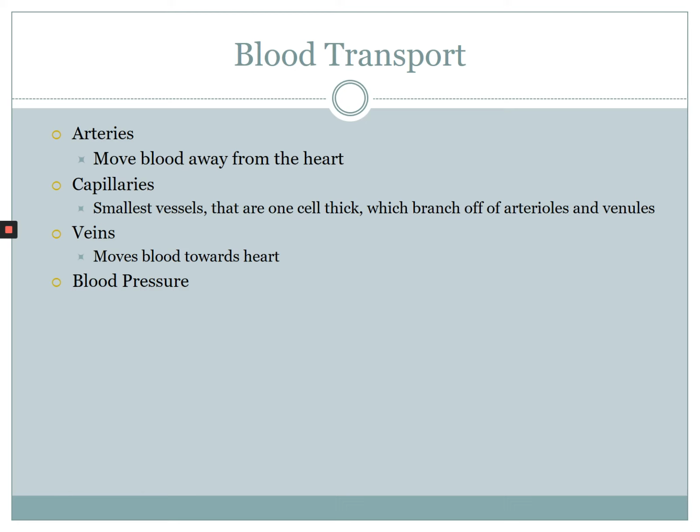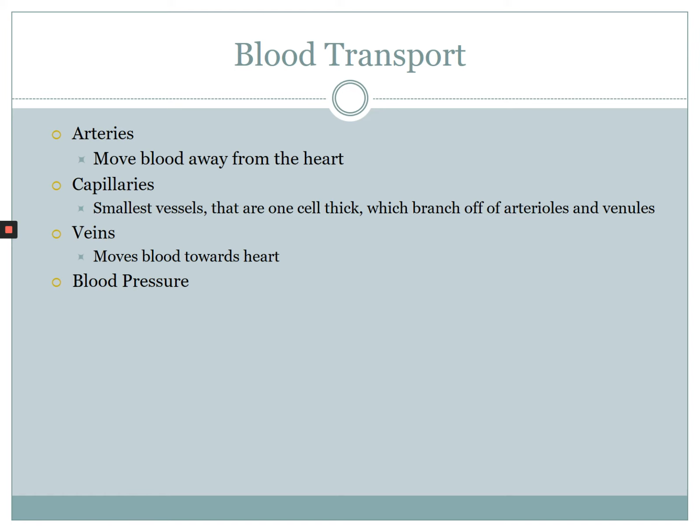Now let's talk about how blood moves through the body. The blood moves through the body through vessels called arteries, arterioles, capillaries, venules, and veins. Arteries are large vessels which move blood away from the heart. Some important anatomy terms: arteries are always taking blood away from the heart.